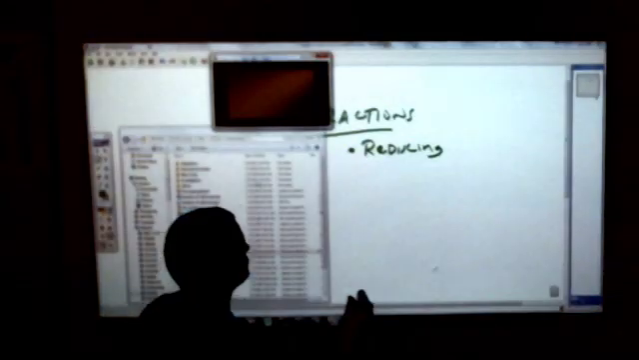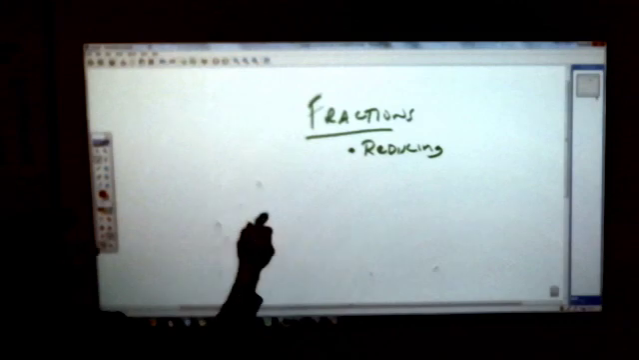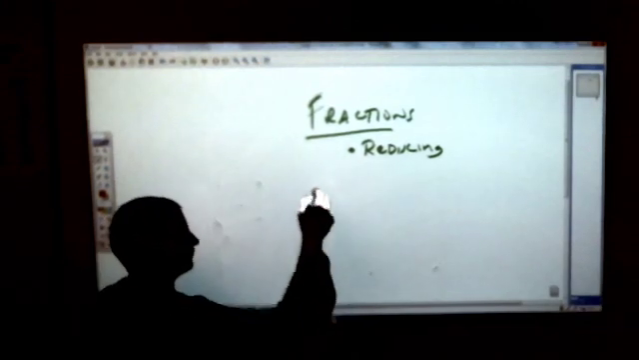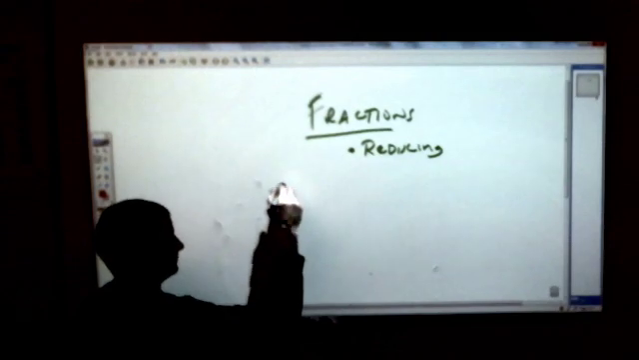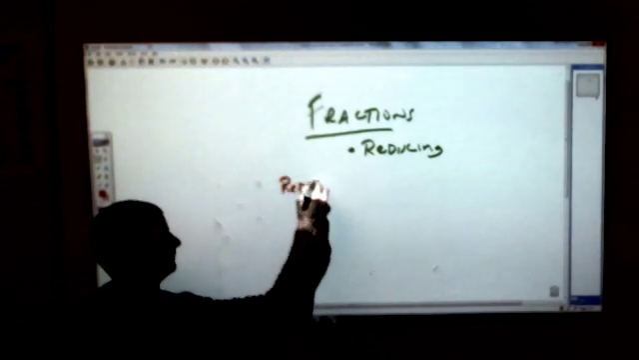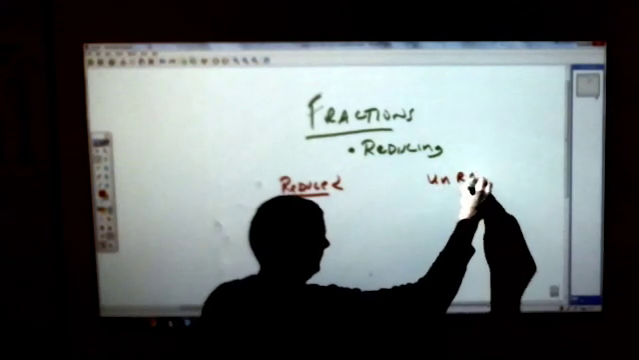Wow, that was exciting, I think. Now, here is the part that you get. First thing you need to know is that if you have a fraction, we have reduced fractions and we have unreduced fractions.